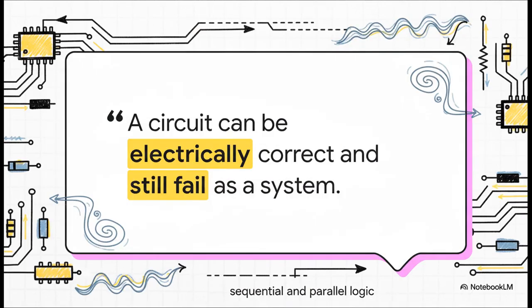And that brings us to the heart of the mystery. There's this great line from one of our sources: A circuit can be electrically correct and still fail as a system. Whoa! So if it's not the individual parts, what on earth is it?